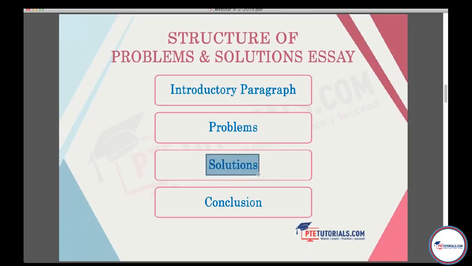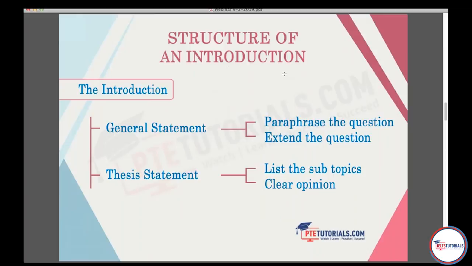So first para should be the introduction. Next, you have to discuss problems, then a few solutions for those particular problems. And you have to give a conclusion. What will the conclusion be? If we follow these solutions, the problems will be automatically solved. Something like that should be given. Now, coming to the structure of an introduction.